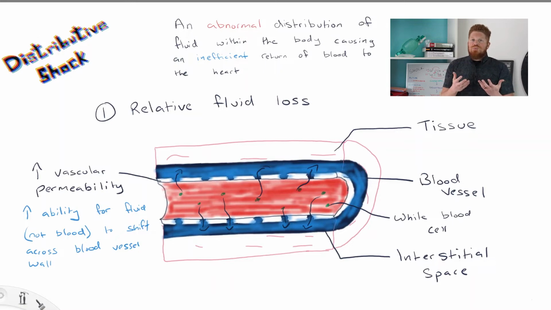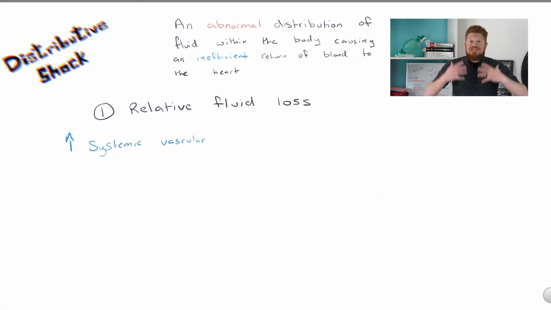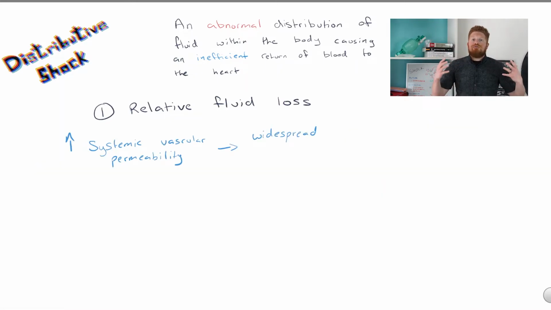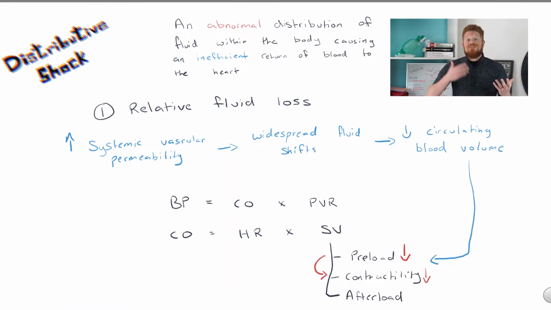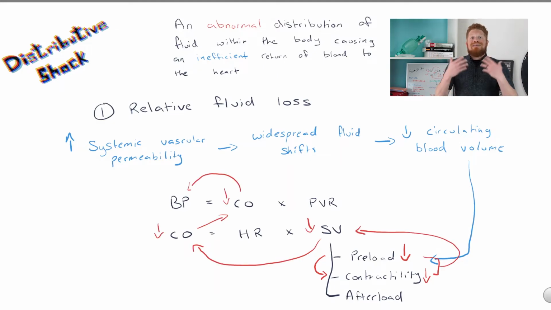The problem occurs when that process occurs throughout our entire body and we start losing a lot of fluid at every region of our body. If this occurs, it will result in a reduction in blood volume and all of the same physiological processes that occurred when we had an absolute fluid loss.